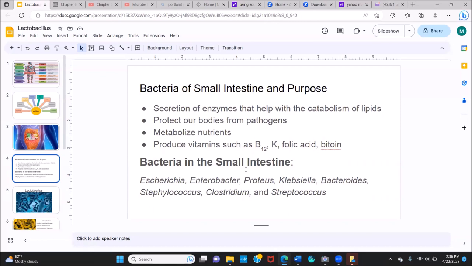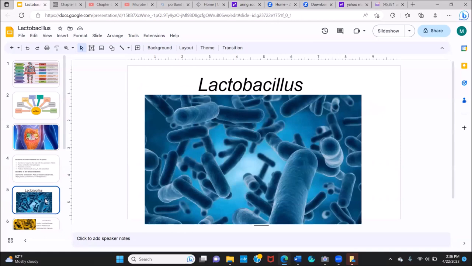I have mentioned down below here several microorganisms that do live in the small intestine. One not mentioned that I'd like to focus on today is Lactobacillus. Lactobacillus has approximately 44 different strains that exist today. In the previous slide, some of the benefits that I mentioned of Lactobacillus in our own system include the production of vitamins such as B12, vitamin K, folic acid, and biotin.